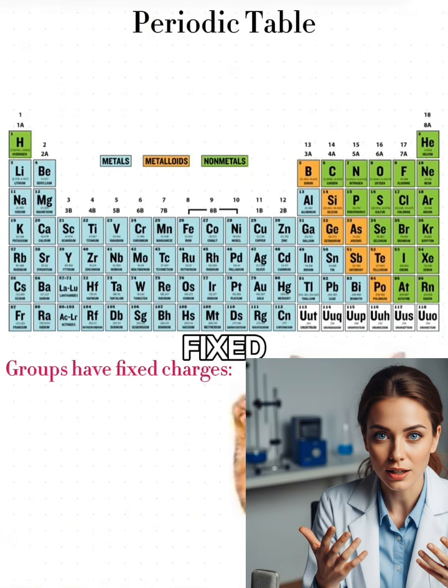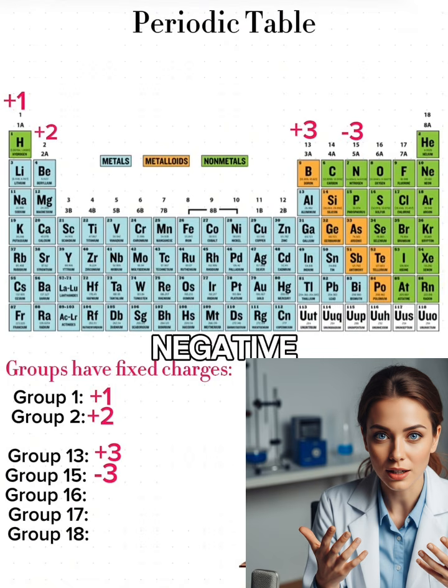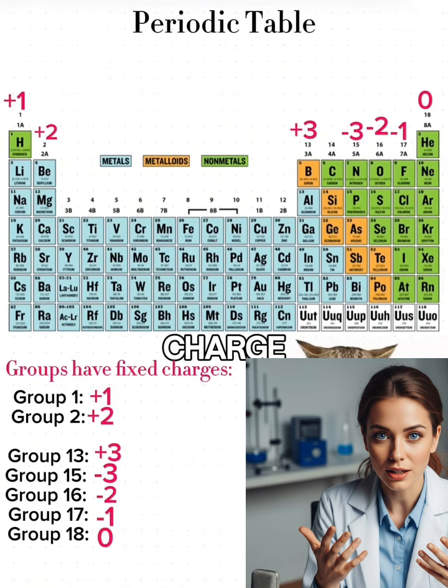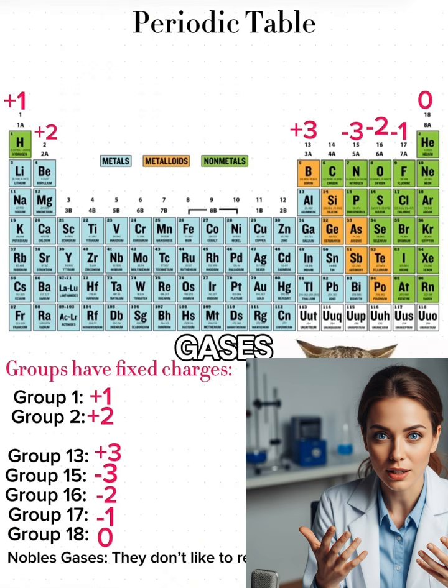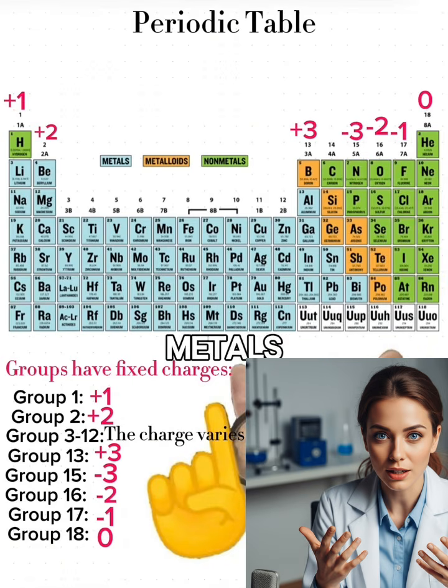Each group has a fixed charge, meaning we can assume the charge that they will form. Group 1 has a +1 charge, Group 2 has a +2 charge, Group 13 has a +3 charge, Group 15 has a -3 charge, 16 -2, and 17 -1. Group 18 doesn't form any charge because they are called the noble gases. They don't like to react. And groups 3 to 12 don't really have fixed charges, which is why they're not only called transition metals but also variable charge metals, meaning their charge varies.